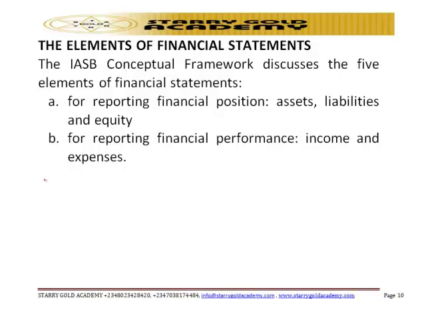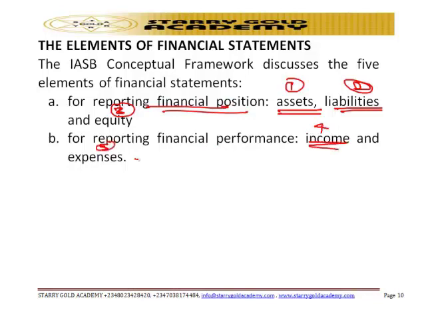Those are the 5. For reporting, they include one for reporting financial position. These elements are what? Assets, liabilities. 1, asset, 2, liability, 3, equity, which falls under financial position. And the second part, which falls under financial performance, we have what? Income. And the last, the fifth, is what? Expenses. So to make it easier, let me classify it like this.